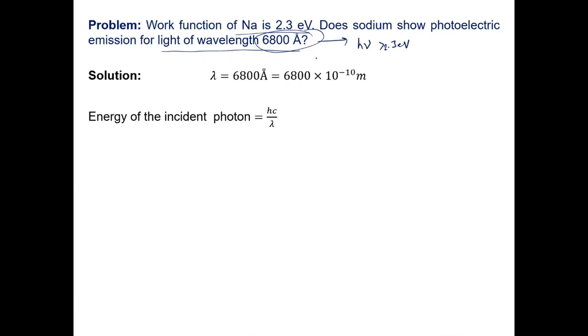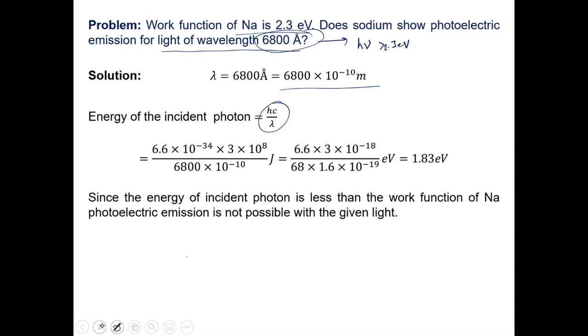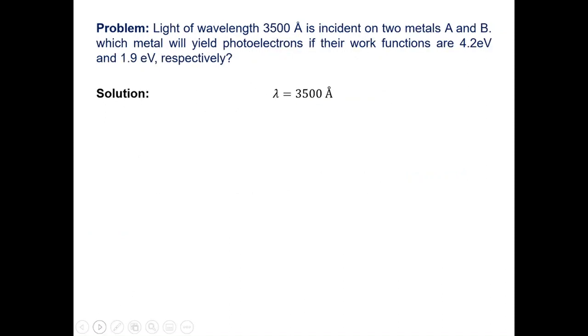So we have the wavelength, and then from wavelength we know the energy of the incident photon, which is h nu or hc by lambda. You feed all the values, you find that the energy of the incident photon is 1.83, and since the energy of the incident photon is less than the work function of sodium, the photoelectric emission is not possible with the given light source. Let's look into the next problem.